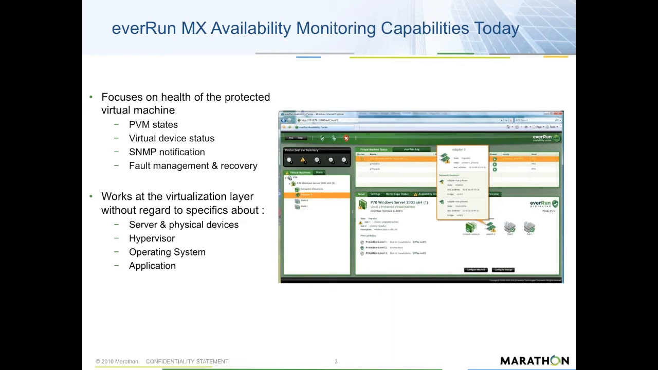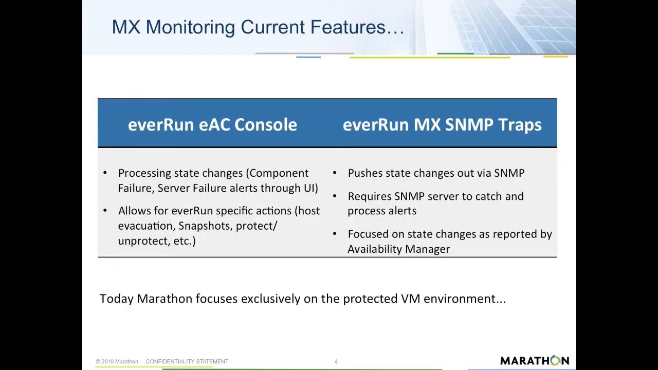So we want to be able to monitor downstream switches. We want to be able to monitor all of the edge devices that are connected to the server running on top of everRun MX. So we want to provide that end-to-end management and reach out and say, okay, I'm not only going to be able to make sure that your core stays available, but I'm going to be able to monitor and tell you when something out at the edge has failed. And so you can take action around that as well.